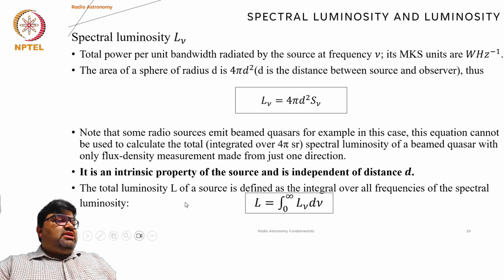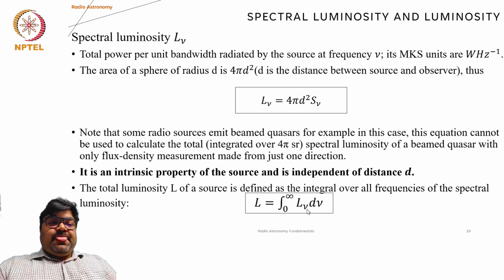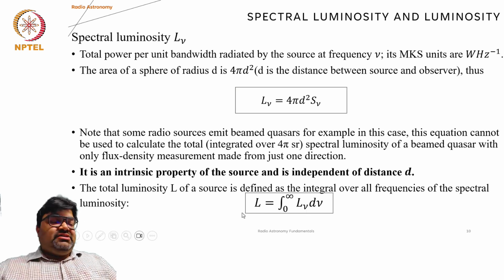Alright, total luminosity L of a source is defined as the integral over all frequencies of the spectral luminosity. So spectral luminosity is per unit hertz. So total luminosity, or bolometric luminosity, is basically the integral of the specific luminosities for every given frequency interval, and so you define it over the entire range of frequencies.